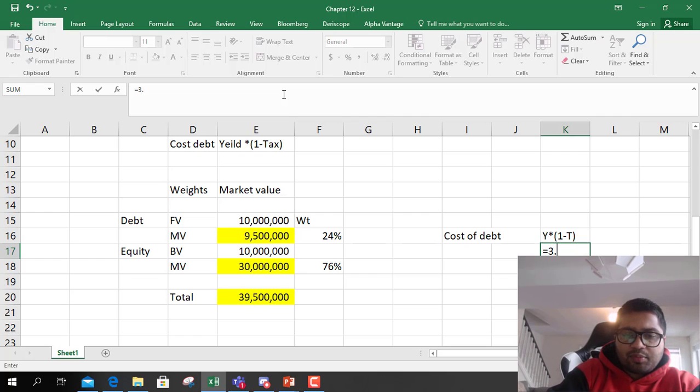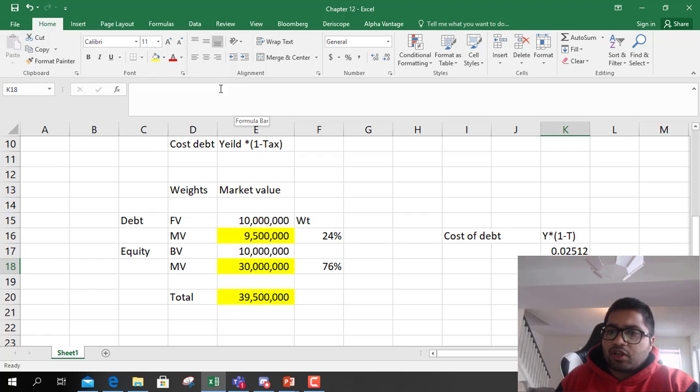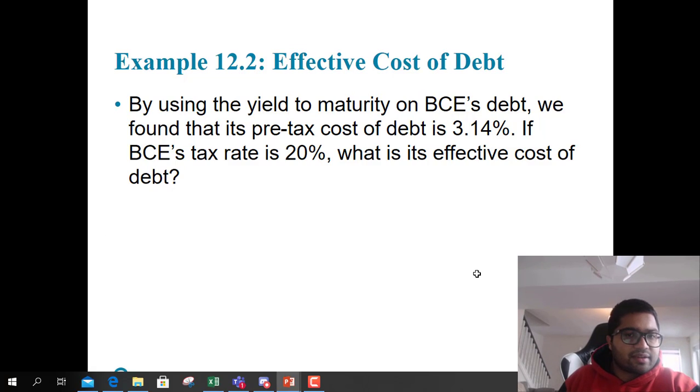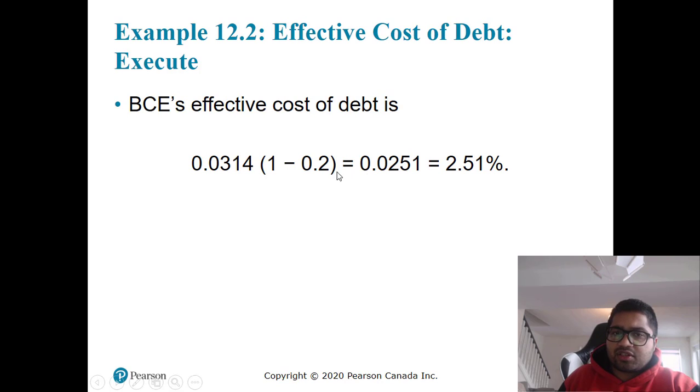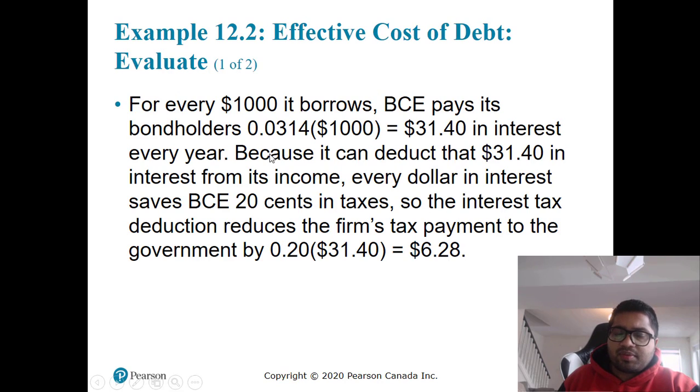Now what is yield? 3.14%, times 1 minus tax. Tax is 20%. So 2.51% is the cost of debt. So this is given: 3.14% times 1 minus 20% gives 2.51%.